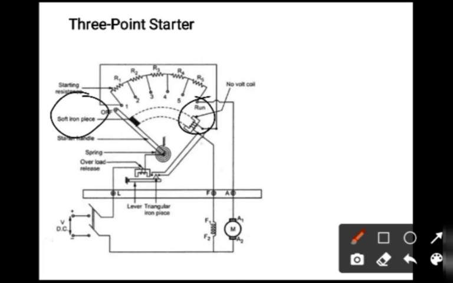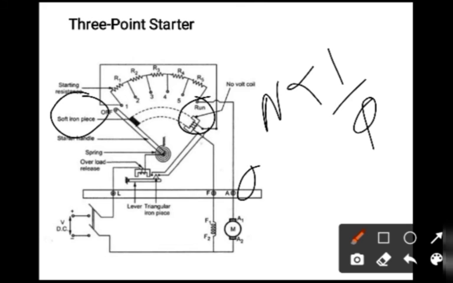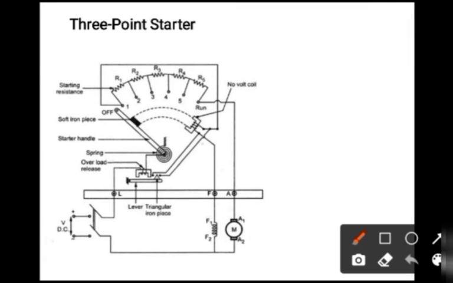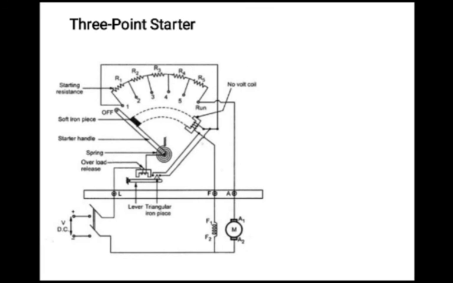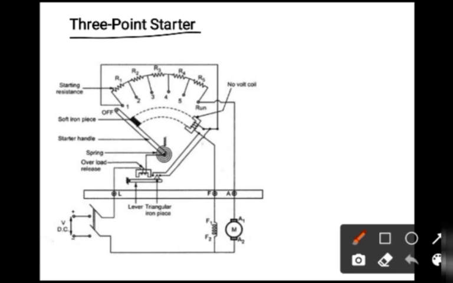We know the relation between speed and flux. In case flux is 0, speed reaches infinite and it will break the foundation and the motor may be damaged. To avoid such a situation, the NVC coil must be present in the 3-point starter. Now we have seen the function of the no-volt release coil and the overload release coil. Now we are going to see the disadvantage of the 3-point starter.